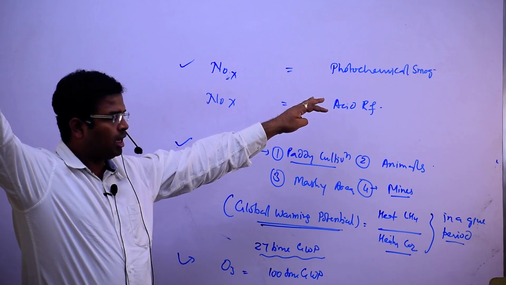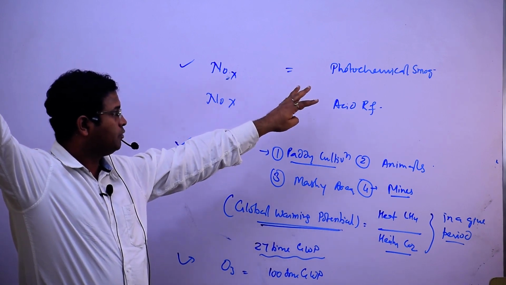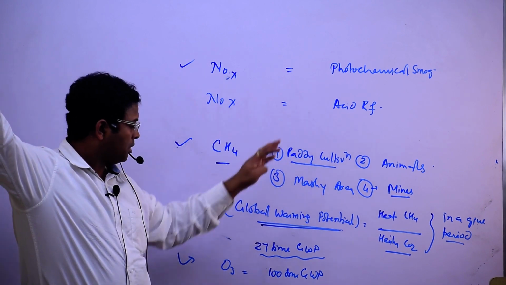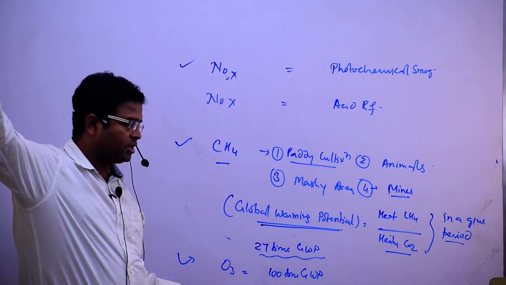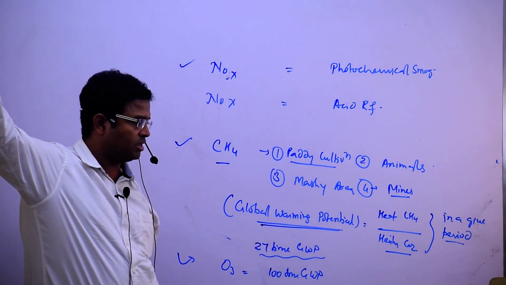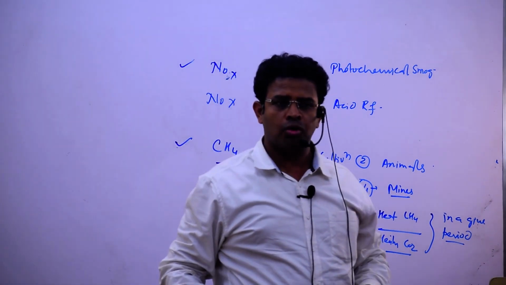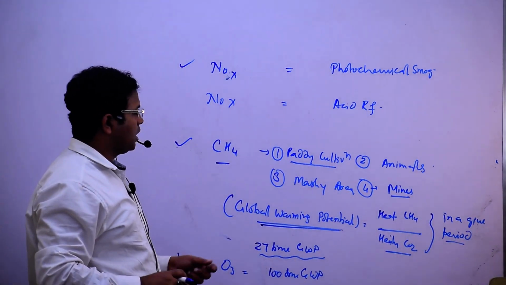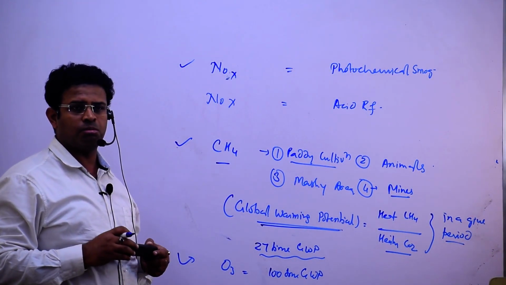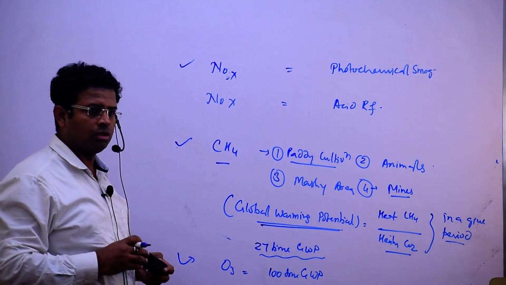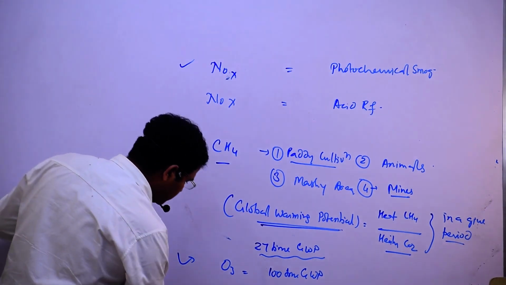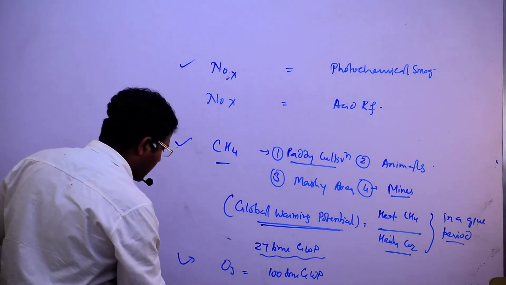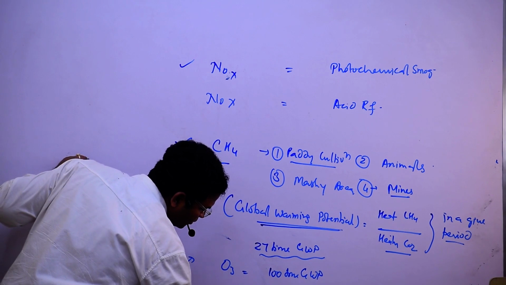And nitrogen oxides help not only in the formation of ozone gas through photochemical smog and in further foggy conditions that remain near the ground, but nitrogen oxides also help in acid rainfall, and at the same time act as a global warming potential. Understood? But their percentage compared to carbon dioxide is much, much lower.